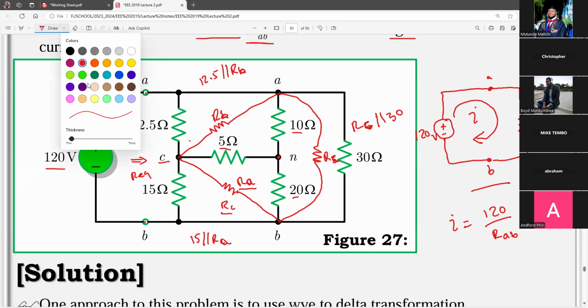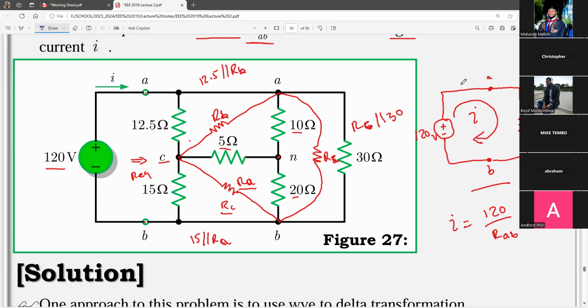You look into this example, one person will not see this Y. Because I will not tell you to convert that Y into delta. I'll just say calculate I. So it's up to you how you simplify the equivalent resistance. It should be the same at the end of the day.